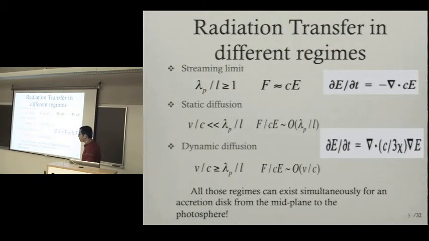And this is important because the mid plane of the accretion disk, for example, is very often thick, in the diffusion regime. But when you go above the mid plane, you go to the photosphere of the disk. You go to the thin regime. Then you need to go to the streaming regime, and you want to treat that self-consistently and accurately.